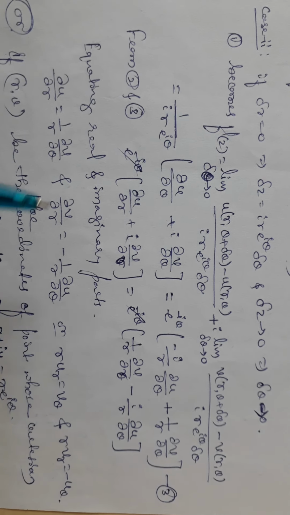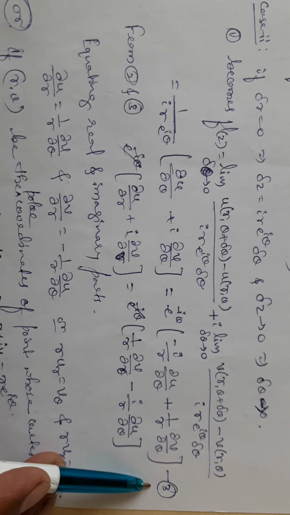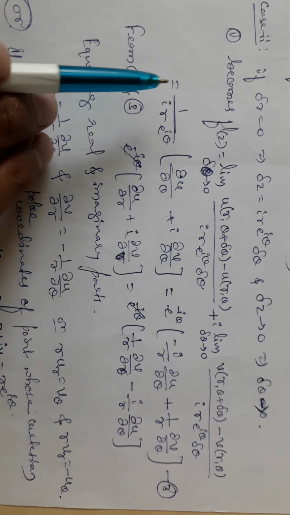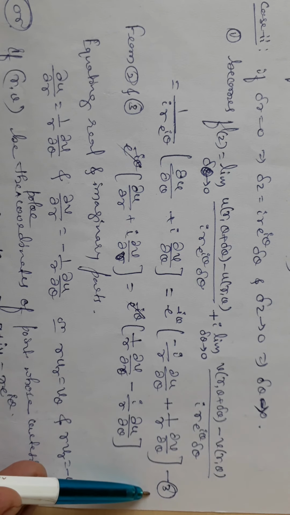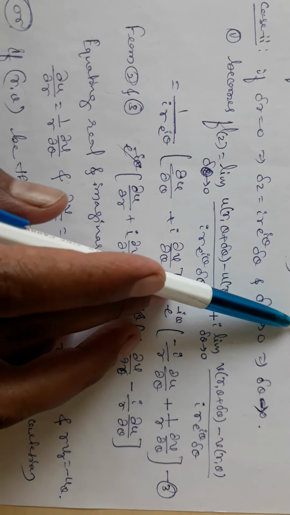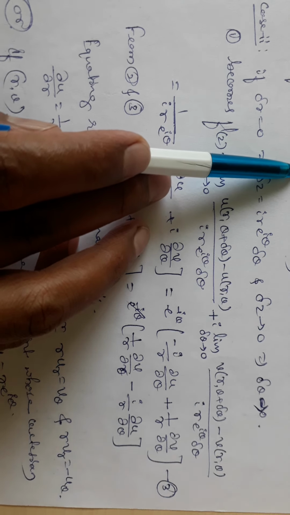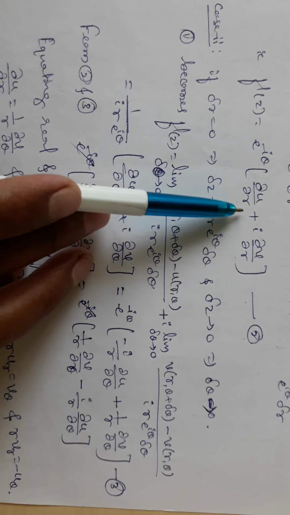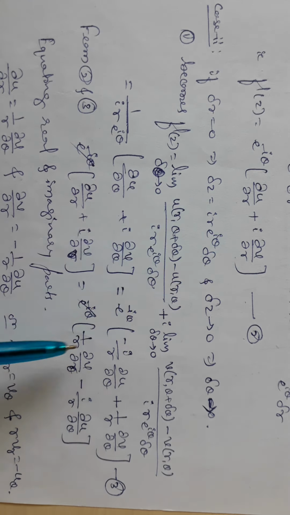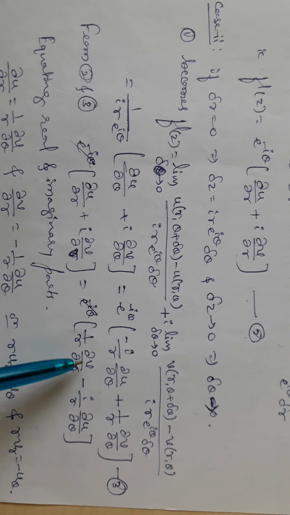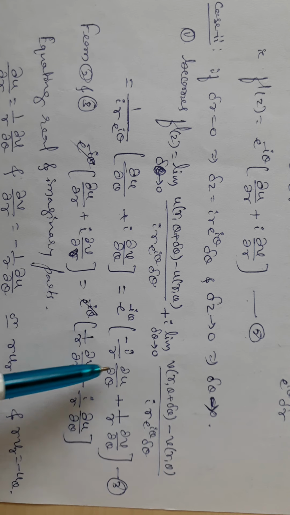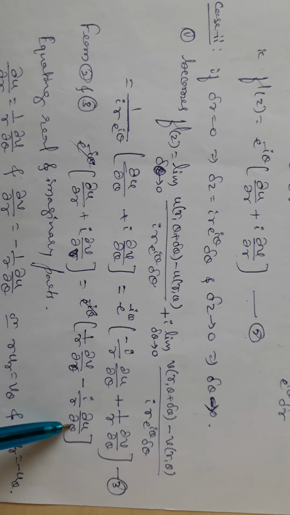Next we can call this equation number 3. We have f dash of z from equation number 2 and f dash of z from equation number 3, therefore you can equate 2 and 3. e to the power minus i theta into dou u by dou r plus i into dou v by dou r equal to e to the power minus i theta into 1 by r dou v by dou theta minus i by r dou u by dou theta.